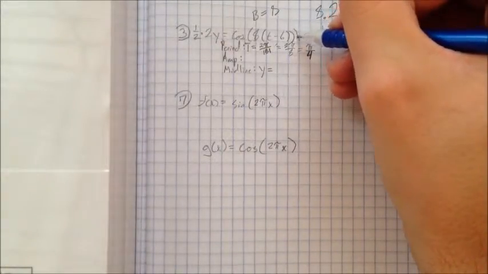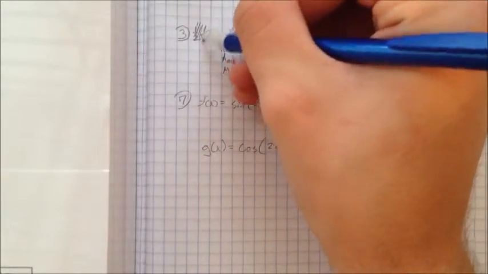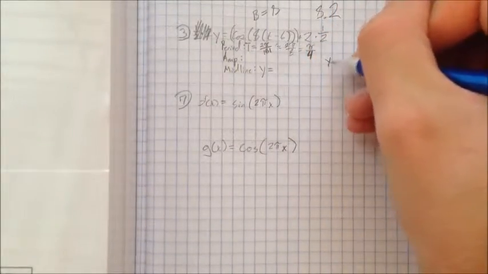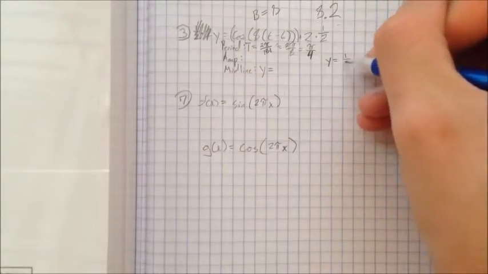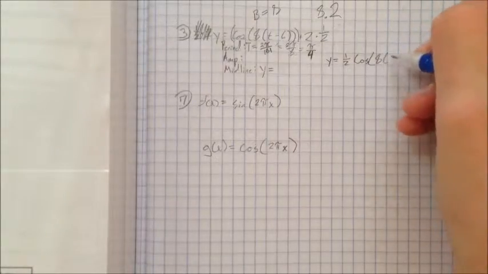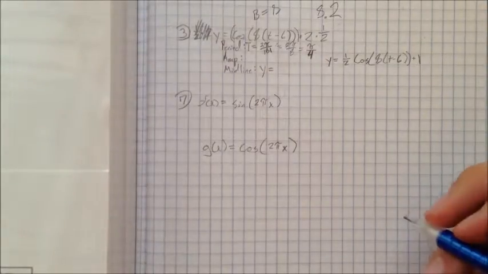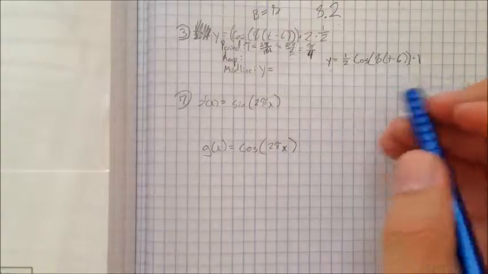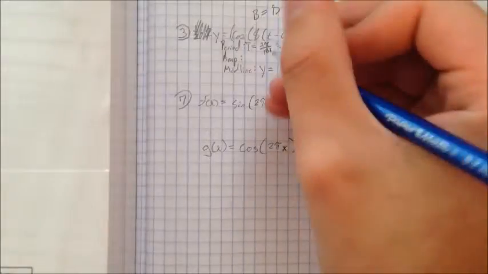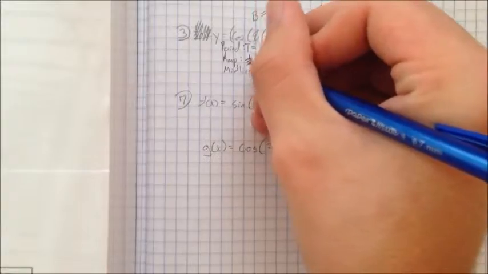And we'll see that these cancel out, and we are left with y equals 1/2 cos of 8t minus 6, plus 1. So this is our new equation, and it gives us our amplitude because now we have an a. The amplitude is 1/2.